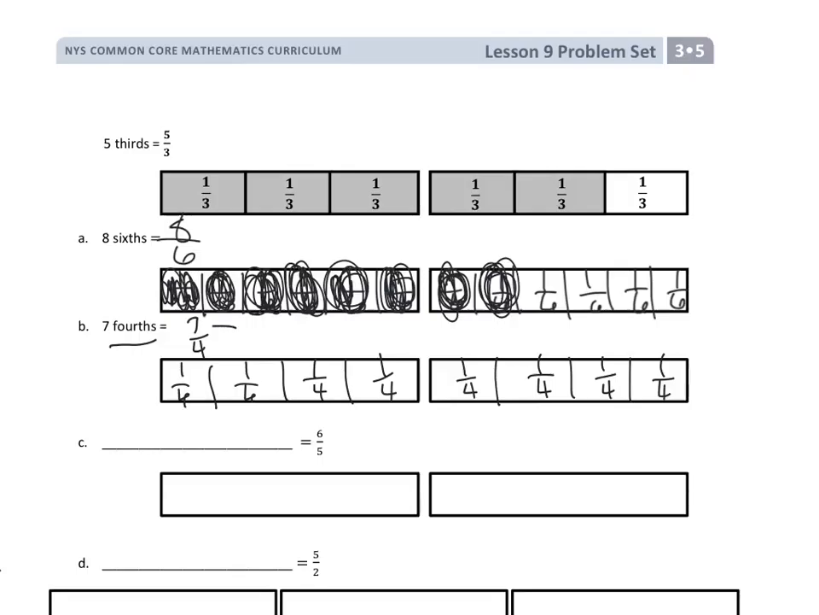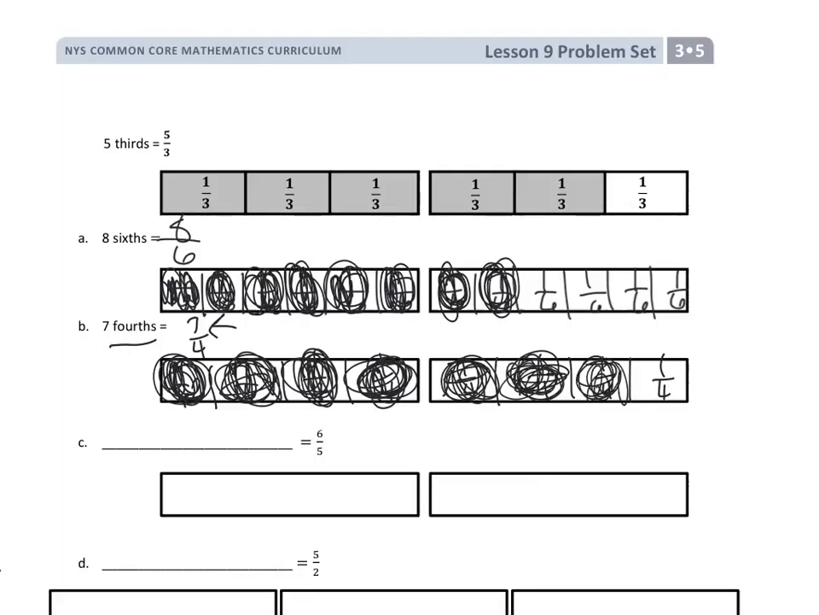Now we also have this number 7, so we know we need to shade 7 of these, so we're going to come across 1, 2, 3, 4, 5, 6, and 7. That's what 7/4 looks like.